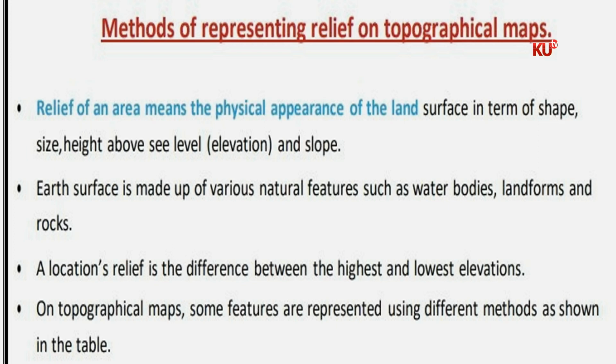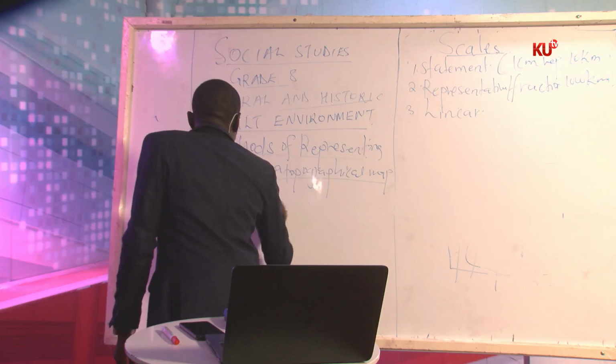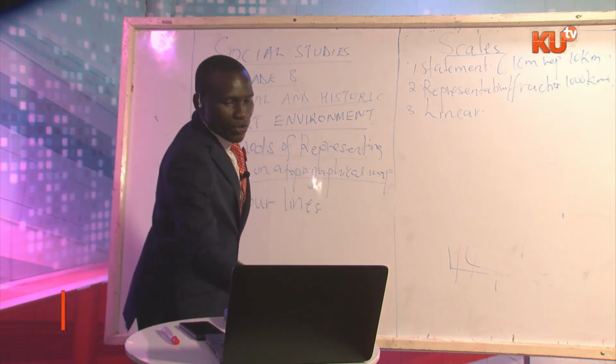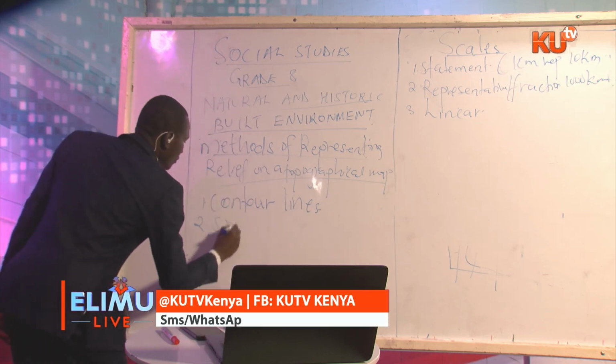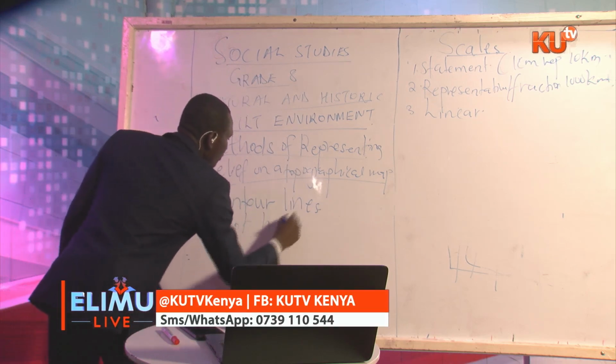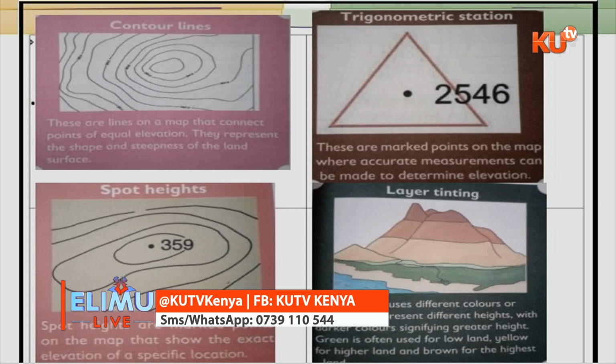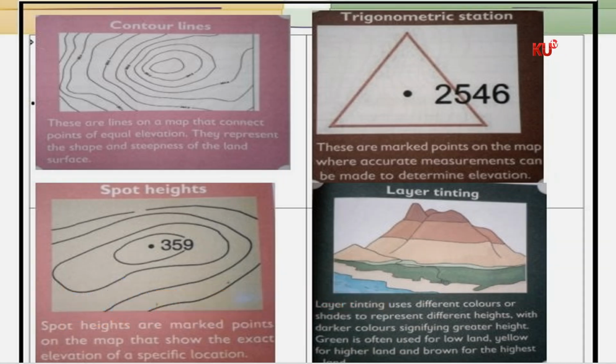Number 1, contour lines. Number 2, spot heights. Number 3, trigonometric stations. And the last one is called layer tinting. So as you can see on the screen, those are methods of representing relief.